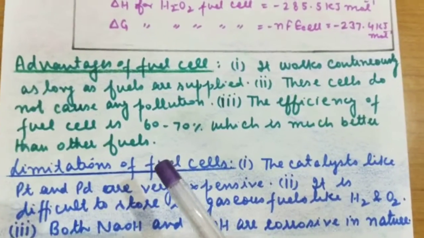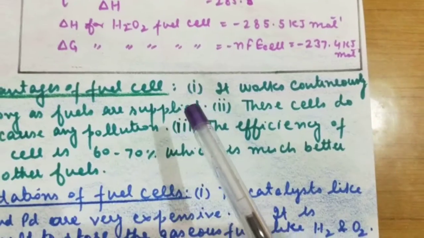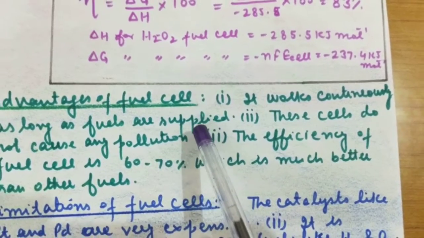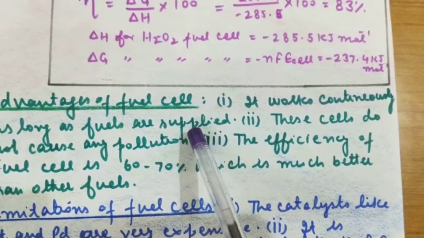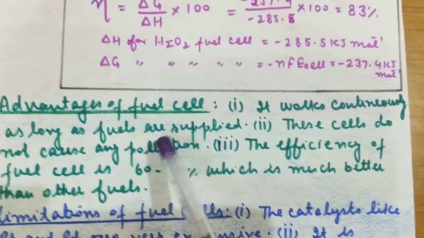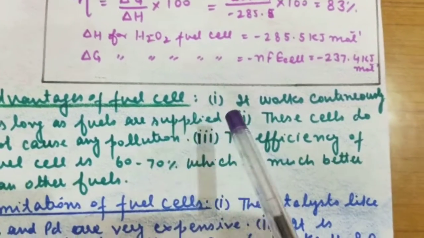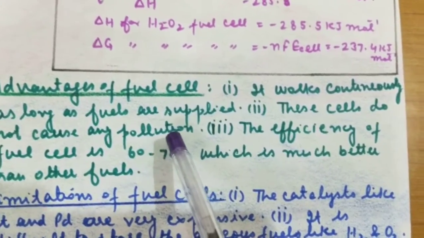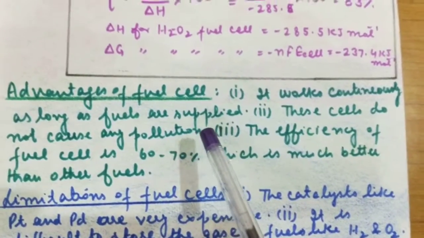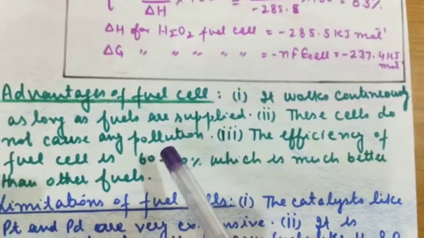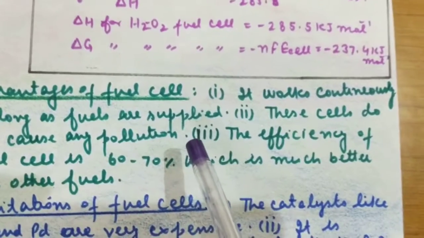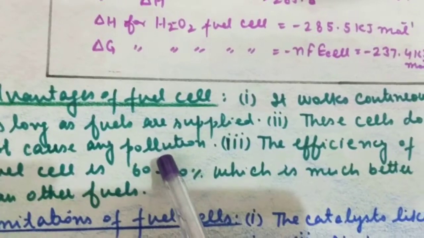Now what are the advantages of a fuel cell? It works continuously as long as fuels are supplied, meaning as long as we are supplying hydrogen and oxygen gases through the aqueous solution of sodium hydroxide, this cell keeps on working. These cells do not cause any pollution because the end product is water, and this cell is not producing carbon dioxide or any other gas. The end product is water, which can be used for drinking purposes.